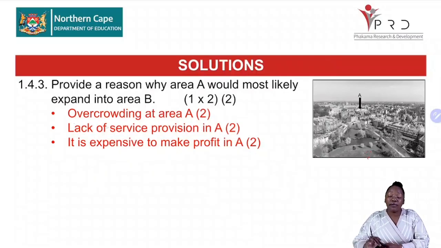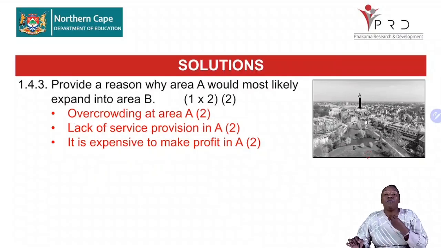And then beside having the overcrowding as well as the lack of services, area A also tends to be expensive. So therefore, if you are occupying a business or you are renting a flat in that area A, it means you'll be paying more because it is expensive. So therefore, you will not make a profit. Hence, one might want to expand into area B.